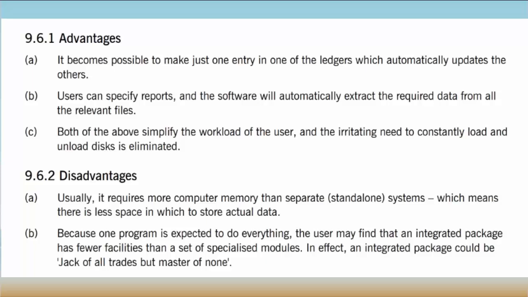Final summary: integrated accounting software is like having all your accounting tools under one roof, sharing information instantly and reducing repetitive work. It shines in speed, accuracy, and reporting, but it demands more computer power and may sometimes lack the advanced features of standalone specialist systems. For many businesses, the advantages far outweigh the disadvantages, especially when efficiency, accuracy, and real-time information are priorities.